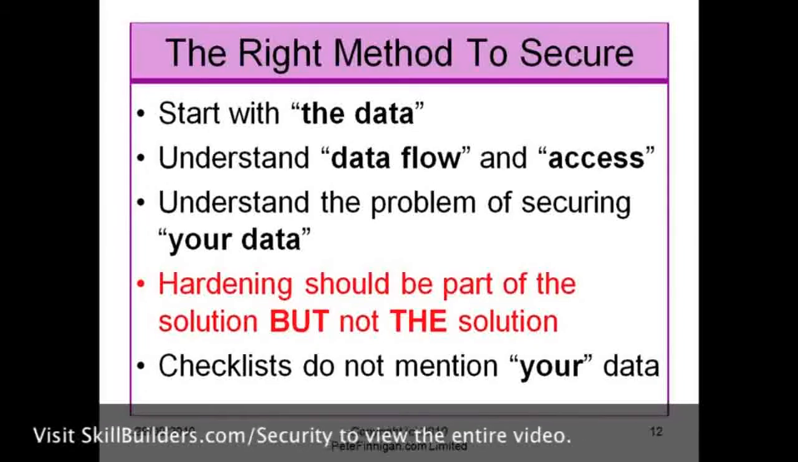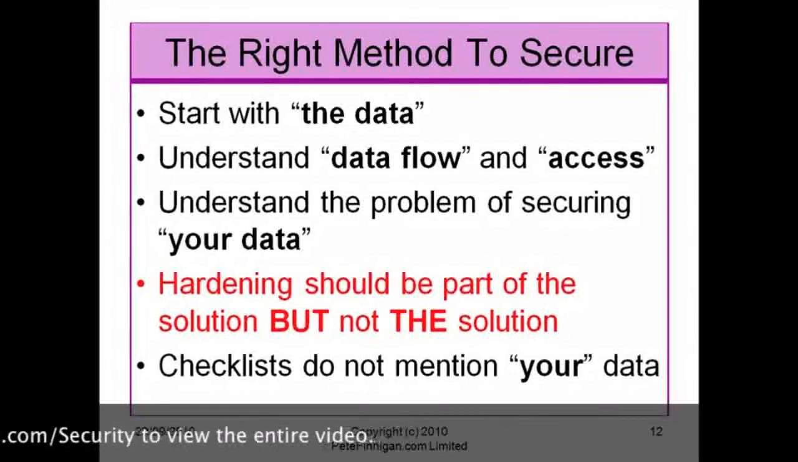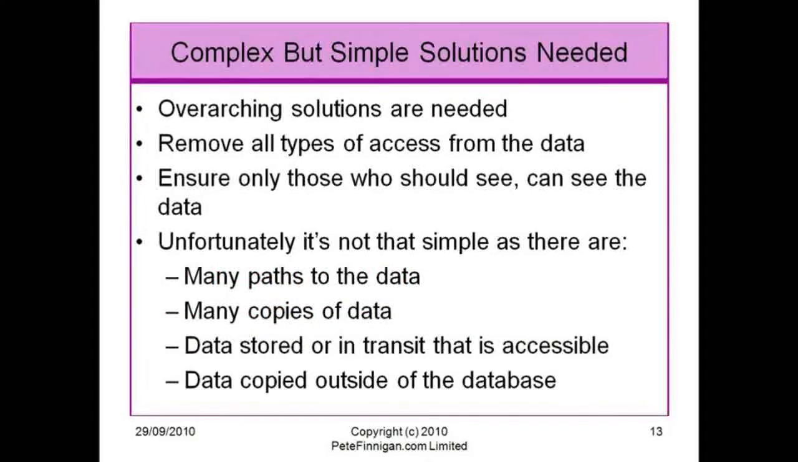So the whole thing is about understanding the problem of securing your data. You have to identify your data and understand who can access it. Hardening is still important, hence it's in red in the middle. It should be part of the solution, so we should apply general hardening to secure the database, but it should not be the solution. We have to start with the data first. Checklists don't mention your data, to emphasize that point from the last few slides.